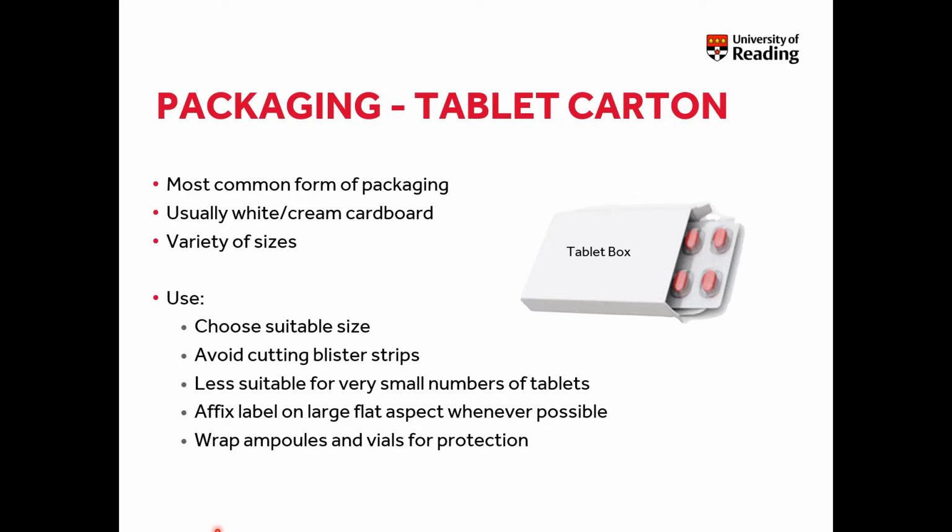So you can see from the picture you have a large flat white side and then a narrower side. So when applying the label, try and put it on the larger flat side so it's easier to read. And if you are dispensing glass ampules, you would normally wrap them up in a tissue or something to stop them rattling around and potentially breaking.